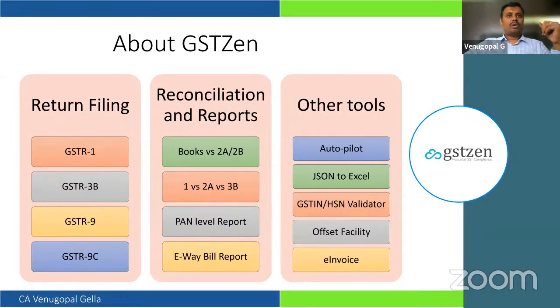The most popular tool of GSTZen was also JSON to Excel. Today the GSTN portal is giving Excel data, but quite some time back, it was only JSON files. So the JSON to Excel converter was the most popularly used tool of GSTZen. Even today, when you search for it, GSTZen ranks first. Then there are GST and HSN validators. You have a utility to offset the tax liabilities and assess whether there is a better way of optimization in filing the taxes. E-invoice is a good feature which can be integrated to your ERPs.